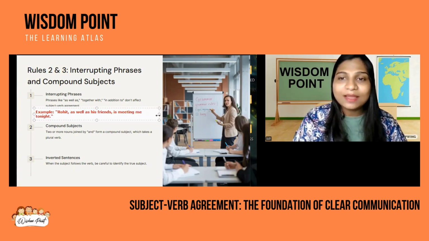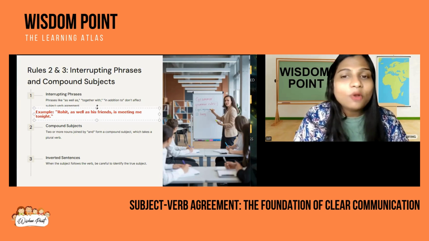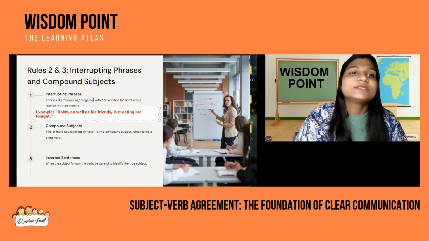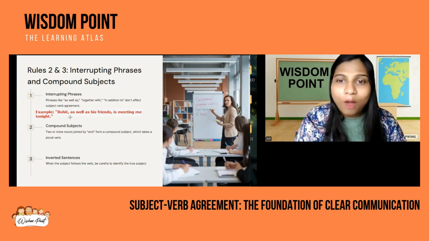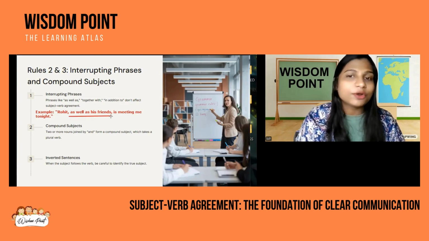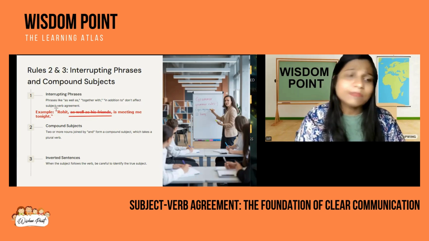Okay. Rohit as well as his friends. Now, as well as is my interrupting phrase. It is giving me additional information. Even if the phrase is not there in a given sentence, it will not make much difference, right? So one more trick which I'm going to give you is that if you have something in between two commas, that means it is giving you extra information which is not required. Even if this phrase is not there in a given sentence, it makes sense, right?